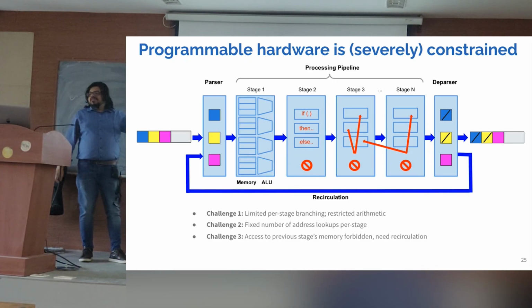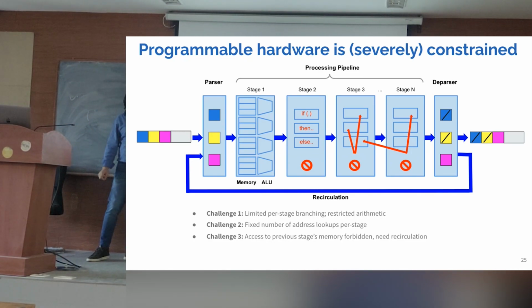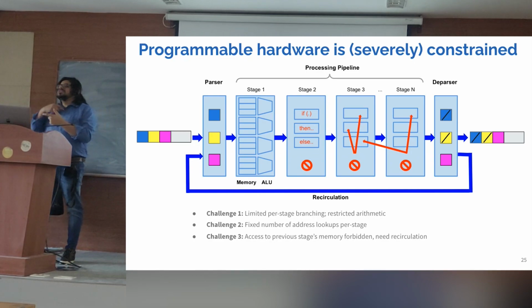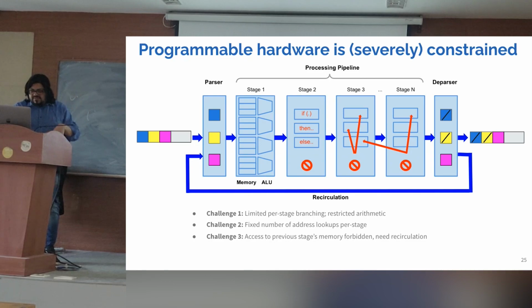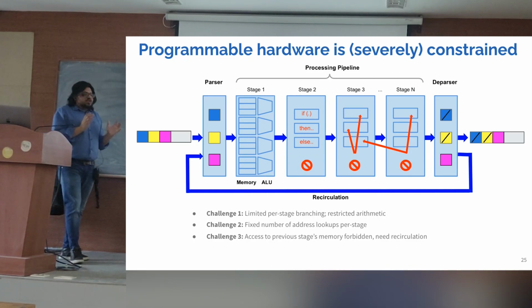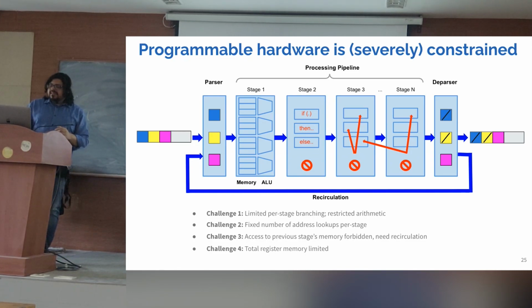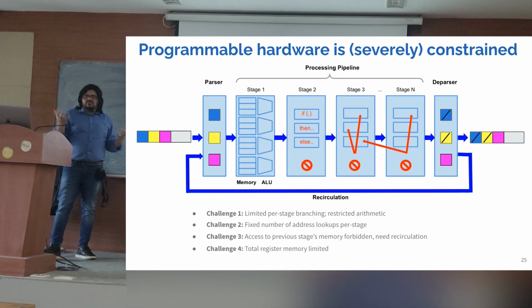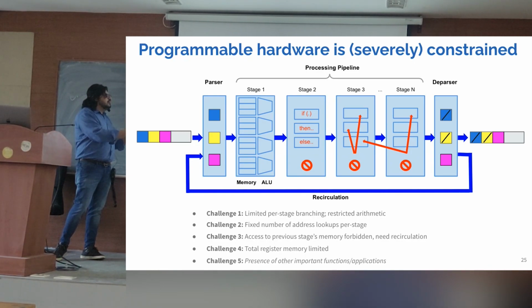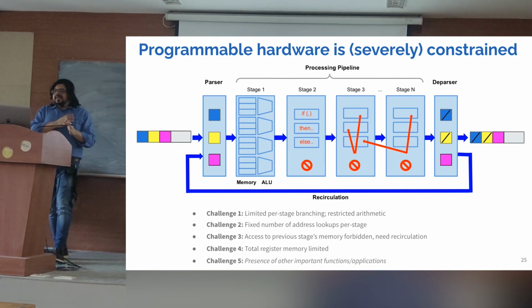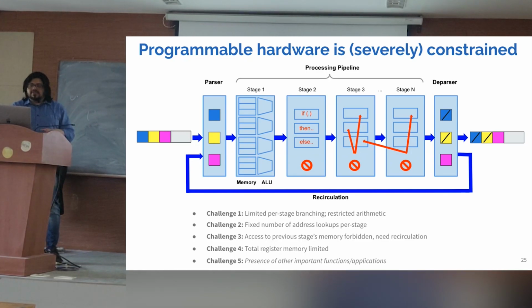There's a circuit within the switch that helps you recirculate the packet back to the front, and then you can do more processing on it. But obviously, it will slow you down, right? Because you're processing one packet twice, so it is decreasing your bandwidth. And the total register memory, the total amount of memory that you have in the switch, is extremely limited. On top of that, you have many important functions to perform, not just one piece of code, right? So you have to be very efficient in how you write these applications so that they do not impede the implementation of other applications that are written on top of the switch.